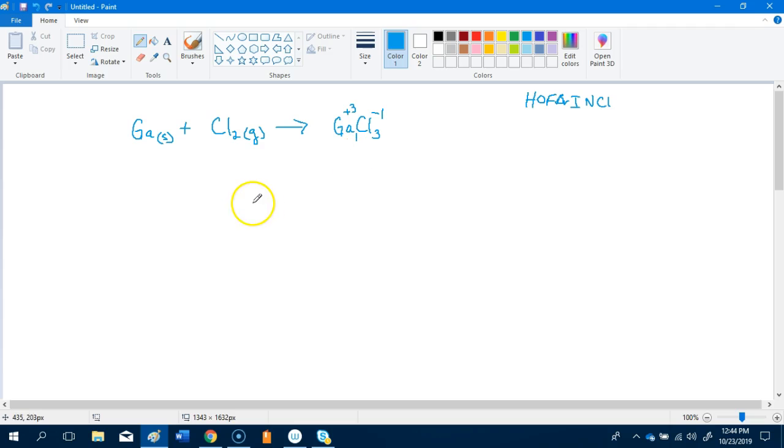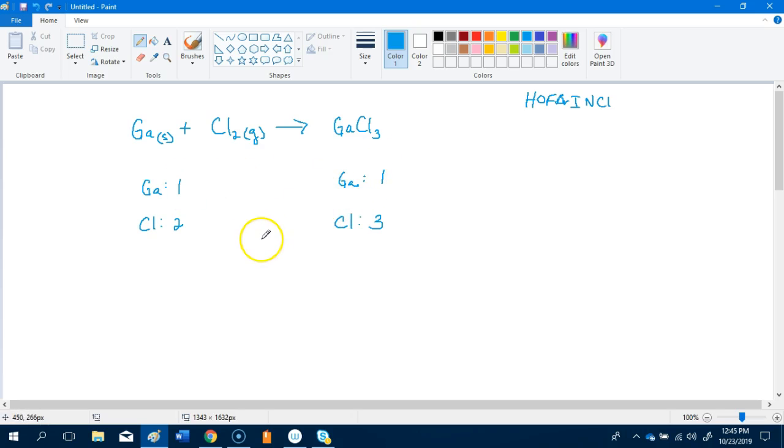Now once I have those, I can go ahead and balance. I'm just going to remove the superscripts there just so that we clear this up a little bit more. Okay, so gallium chlorine 3. Now when I go to balance, I do my metals before my nonmetals, and I'm going to count up each side. So on my reactant side, I have 1 gallium and I have 2 chlorine, and on my product side, I have 1 gallium and I have 3 chlorine.